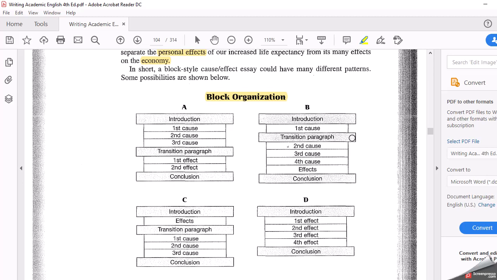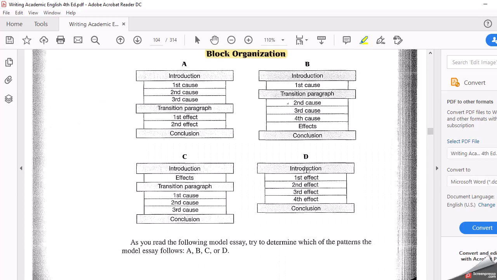Sometimes you put the first cause, then transition paragraph, then a second cause, third cause, fourth cause, the effects, and so on and so forth. So here, the transition paragraph separates between one cause and other causes. Why? Because this cause, maybe it is a different kind from these causes. We may have also here the introduction, we have effects, conclusion.